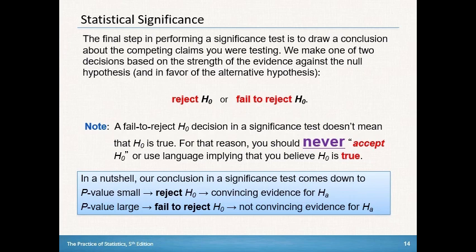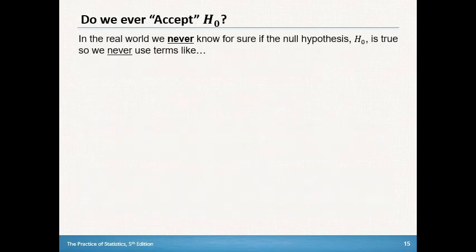All right. So the other option is that the p-value is large, which means we fail to reject the null hypothesis. And then we say we do not have convincing evidence of HA. We never say anything that makes it feel as though we're saying the null hypothesis is true or that it's correct or that we accept it. That's not the language we use, because again, we just never really know that it's true.